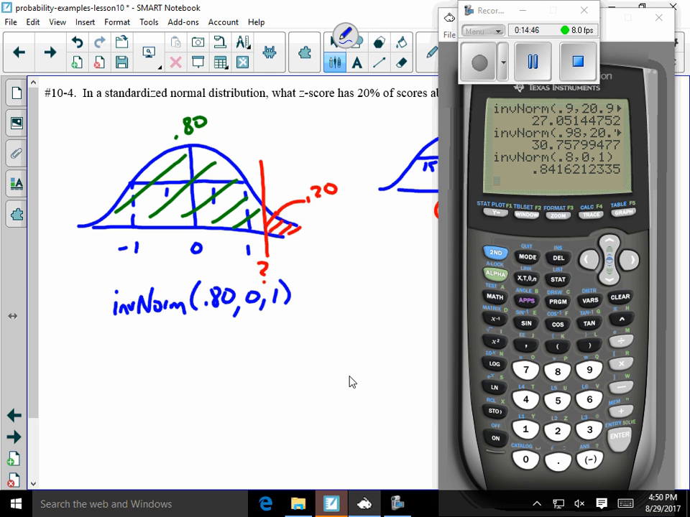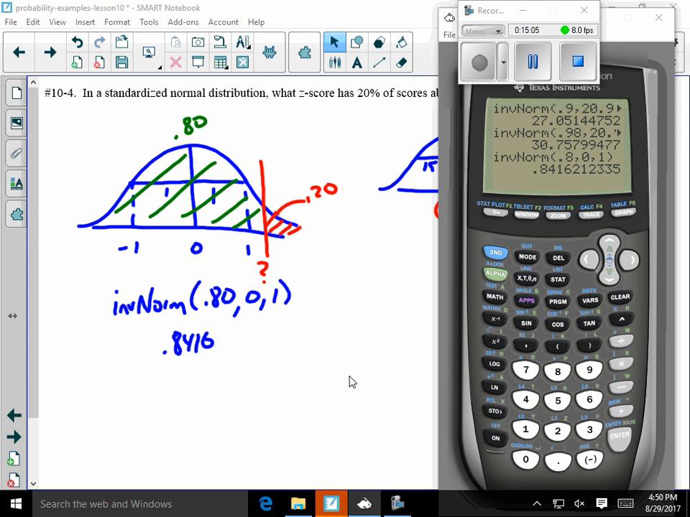Right? So this would be 0.8416 standard deviations above the mean there. Okay? So, questions about that? All right, so let's keep going here.